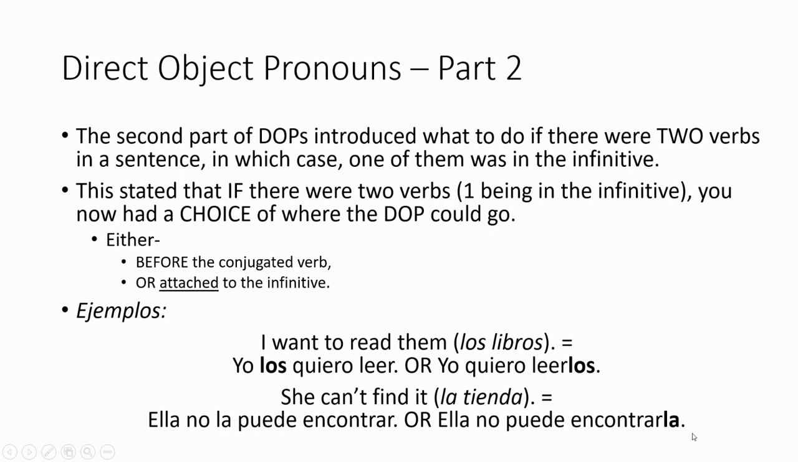One more example. She can't find it, referring to the store, la tienda. Since you have two verbs, can and find, the first verb is conjugated. The word can you can see as puede, and find is encontrar. The first verb is conjugated, the second verb is not. Therefore, you could put that word it, referring to the store, in one of two places. Either ella no la puede encontrar, or ella no puede encontrarla.